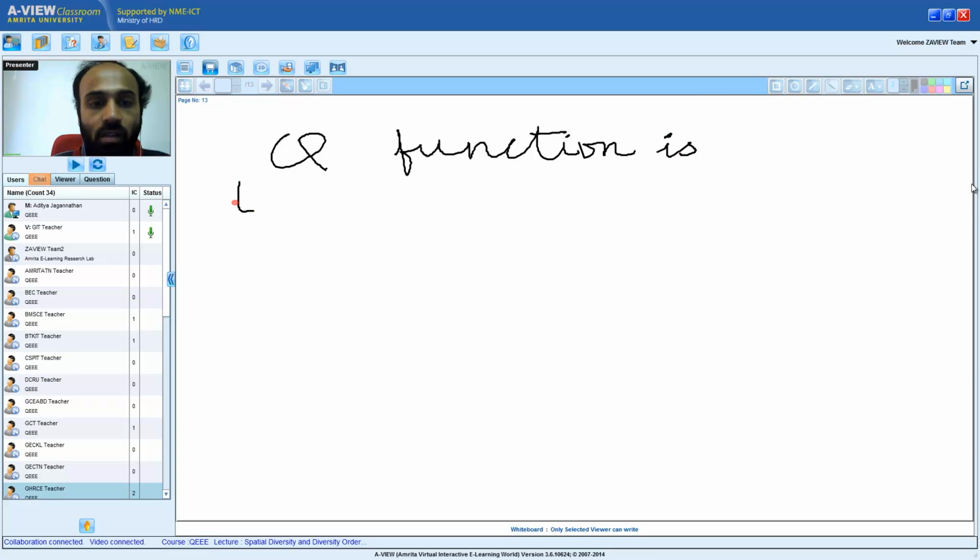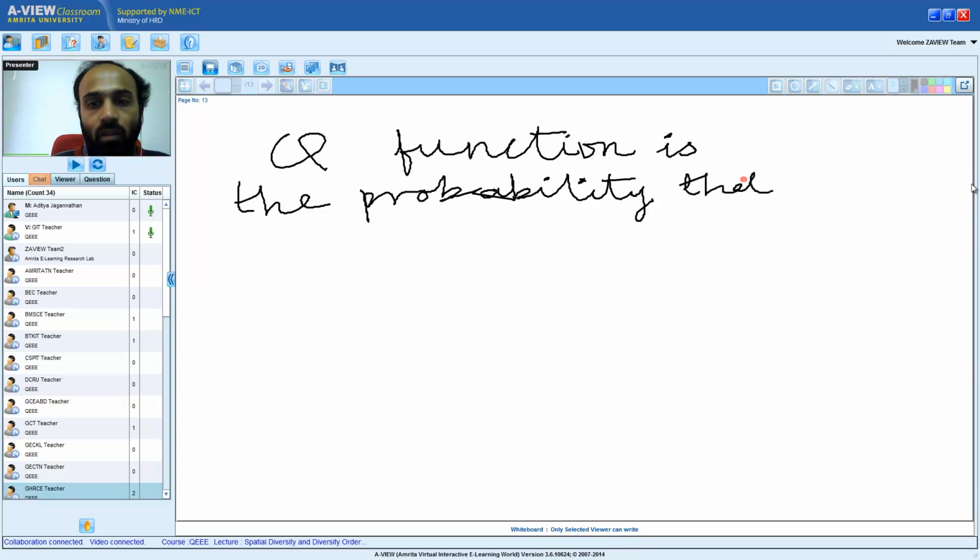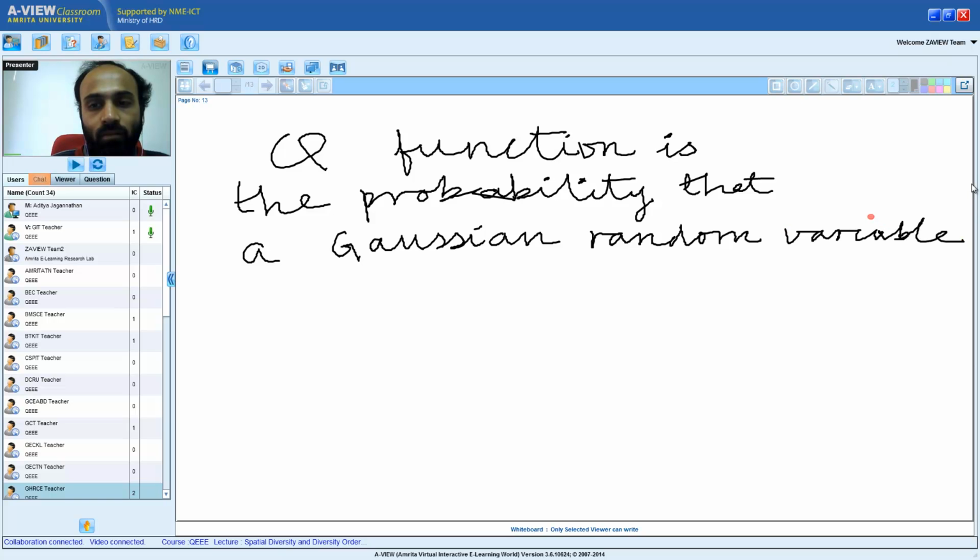The Q function is the probability that a Gaussian random variable of mean 0 and variance sigma square is greater than x.